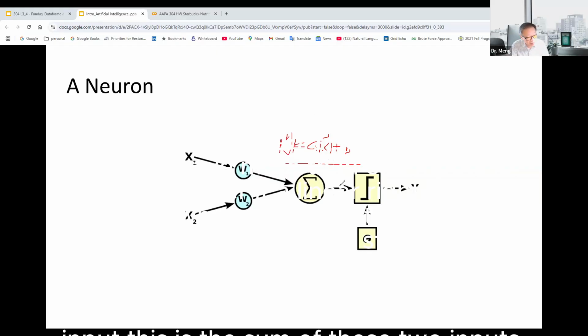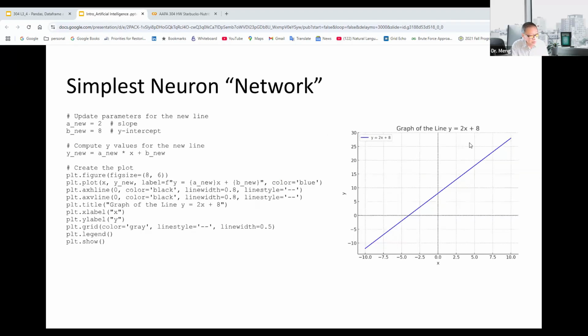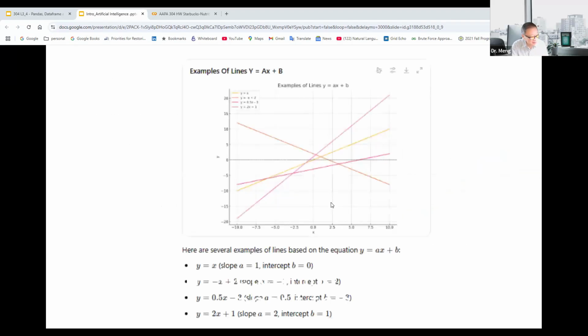So the output, this is the net input. This is the sum of these 2 inputs. And the output, the response, would be a function of the net input, where we apply an activation function that will come to the actual output or response. So a very simple structure. Some examples, you want to determine this, don't worry about this. So these are some examples.